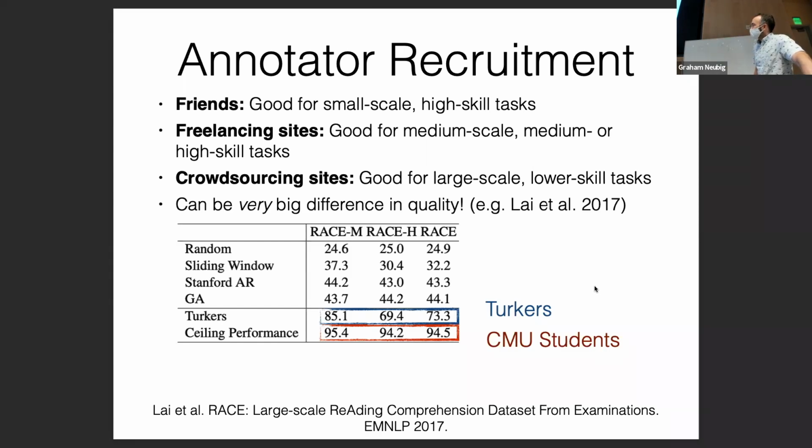There can be a very big difference in quality. So there's a reason why I recommend your friends. We have an example from this RACE data set where the second to last line is Turkers and the last line is CMU students on a reading comprehension examination, and Turkers got 69.4 and CMU students got 94.2. So if we want to say human performance, which humans are we talking about?